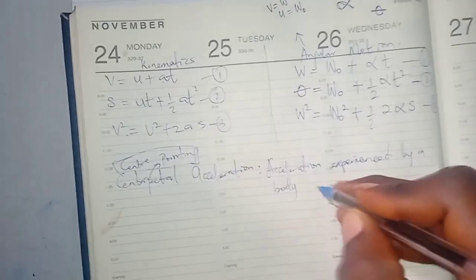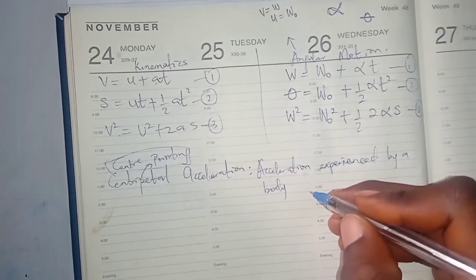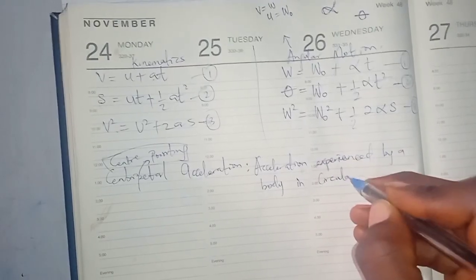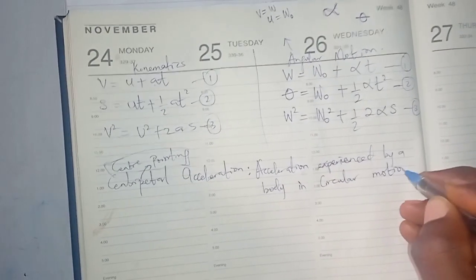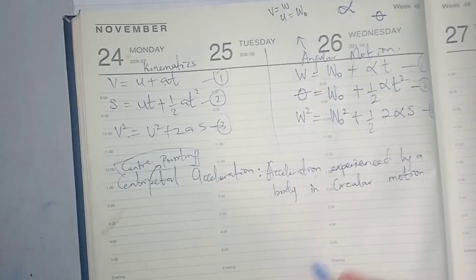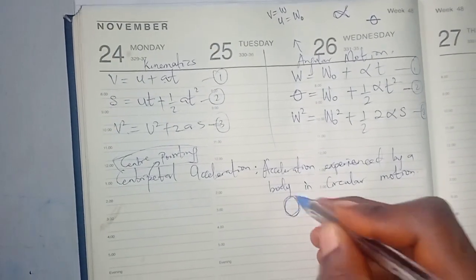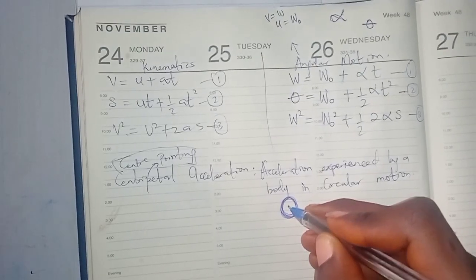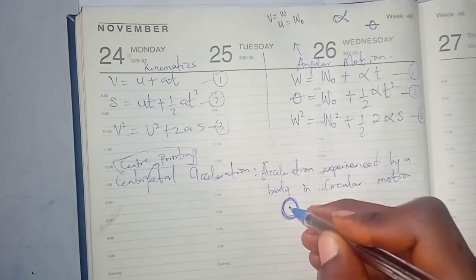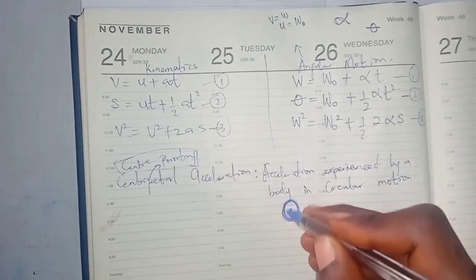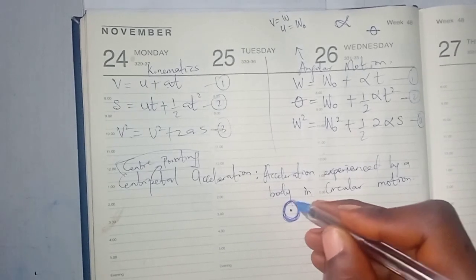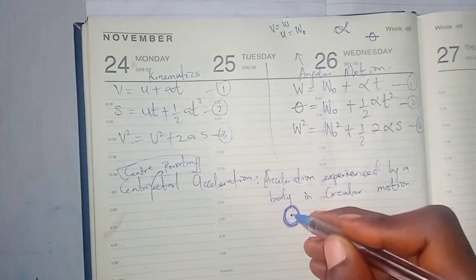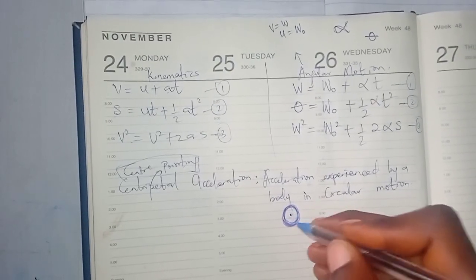Or acceleration that is found when a body is in circular motion, experienced by a body in circular motion. So any object you see that is rotating, for the fact that it is rotating, there is acceleration, because for a body to rotate, there's a fixed point. So there is the movement that keeps it uniform and tries to go towards the center if it can, even though it doesn't.